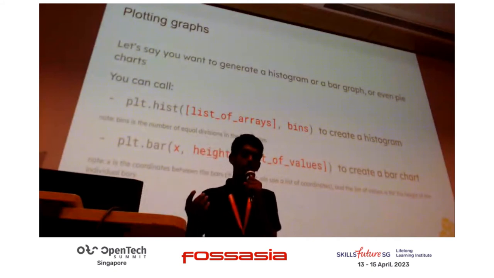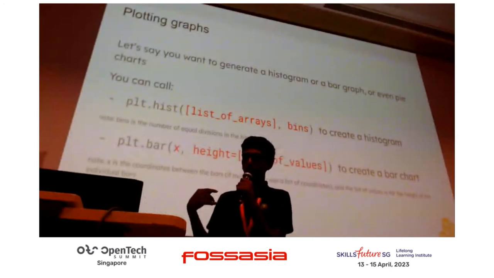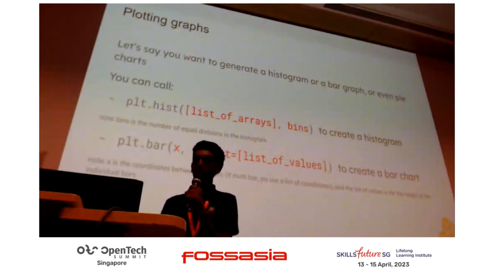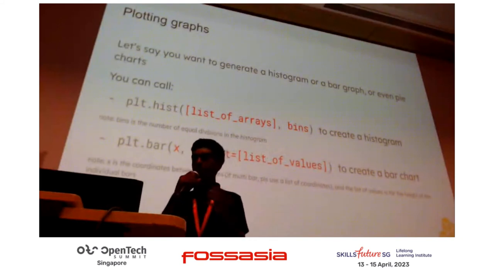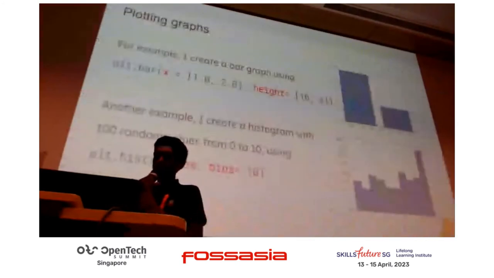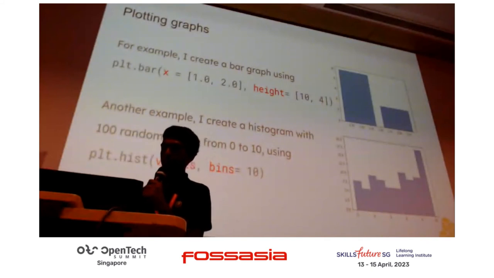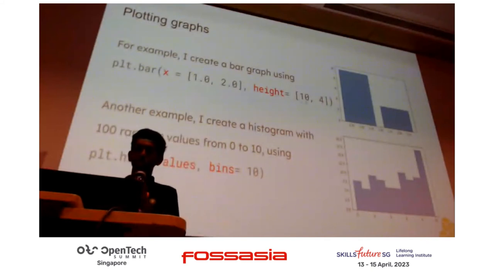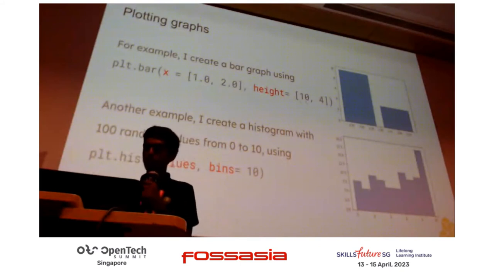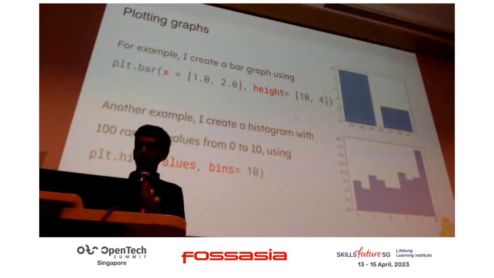the x, basically the column of the data set which you want to be represented as the x-axis. And the height is the list of values for your y-axis. So in this example, we have plt.bar where you put your x values as 1.0, 1 and 2, and your height is equal to an array of 10 and 4. This will result in the bar graph shown here on your right. Your first bar is 10, and your second one is 4.